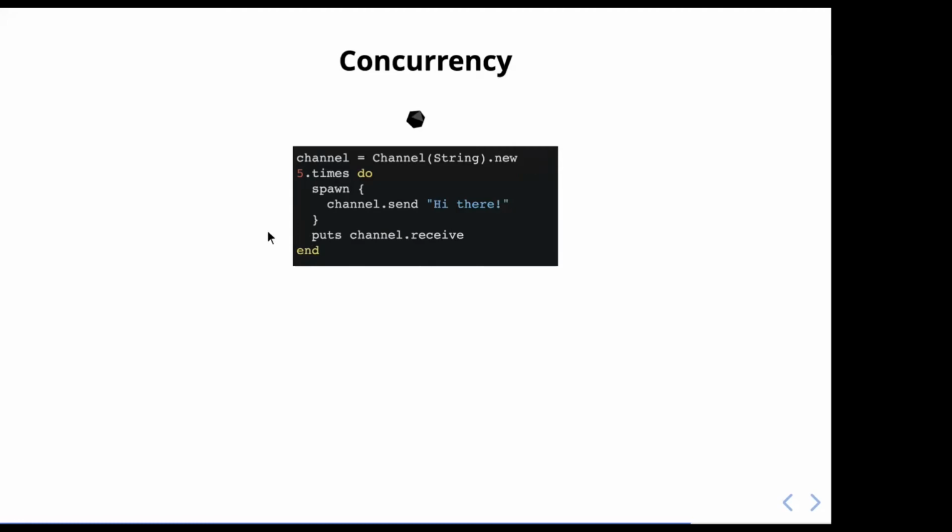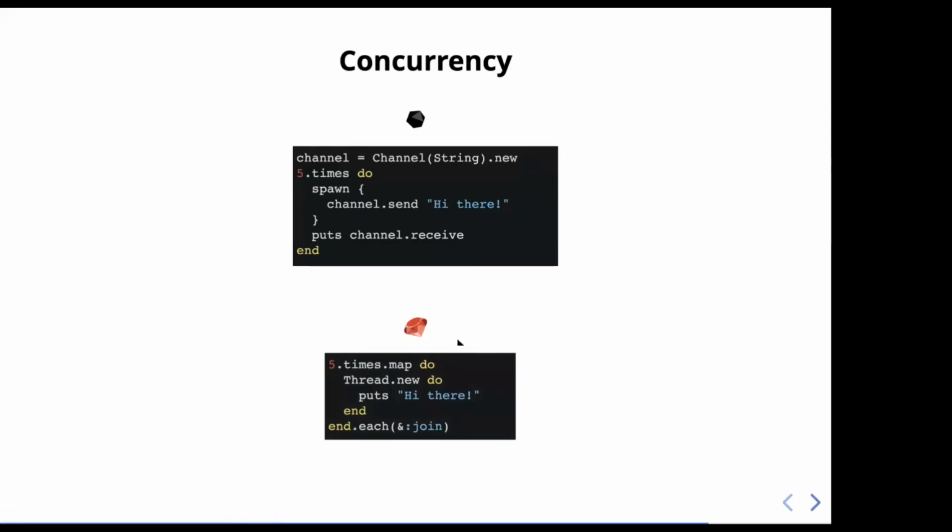And they all get printed over here, channel.receive. If you were to do a similar thing in Ruby, you would have done something like this, where you spawned off 5 threads. They all do a print, and then you join them back in to get the output.